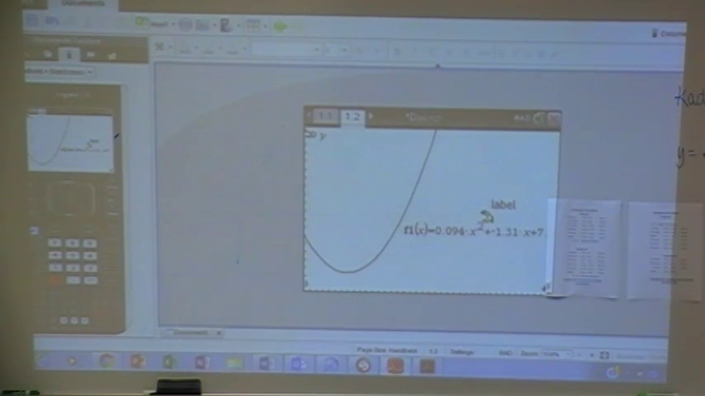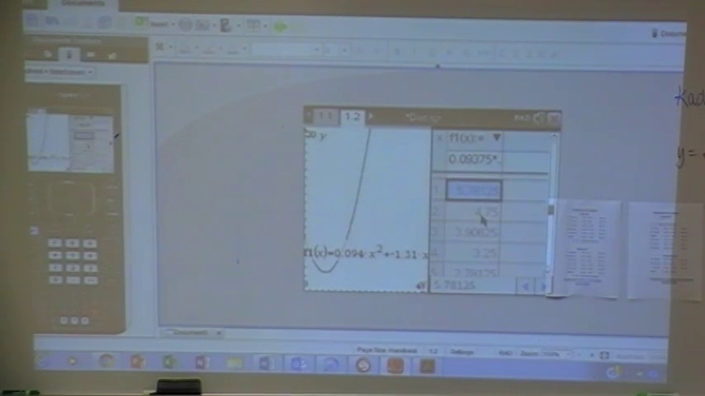Alright, now, for the second question, it says use your representative function, what would be the price of a 16-inch pizza? Control T. X is my diameter, so 16-inch pizza, $10.